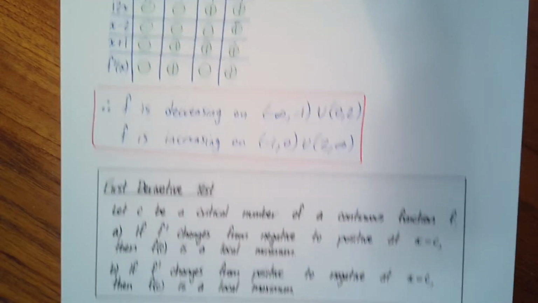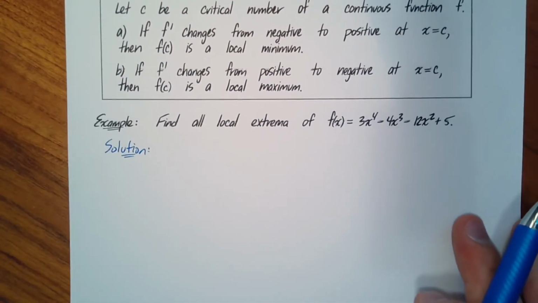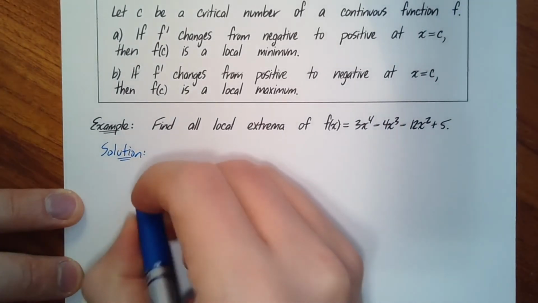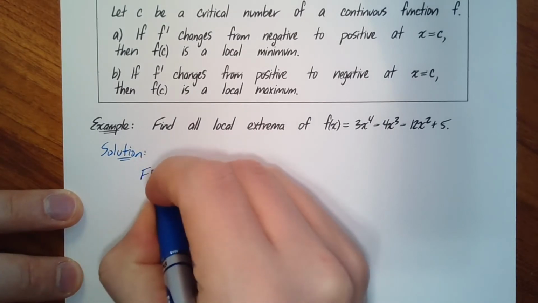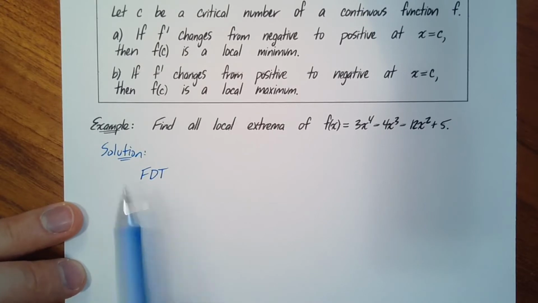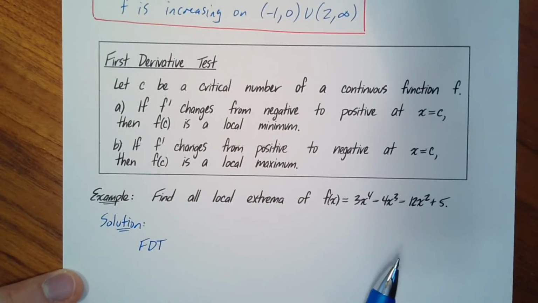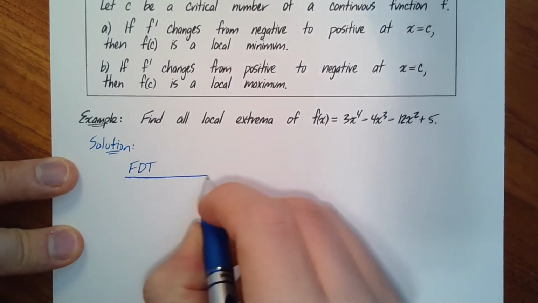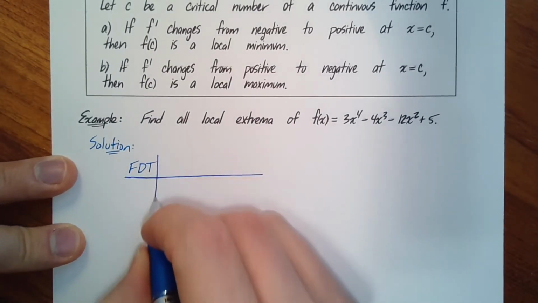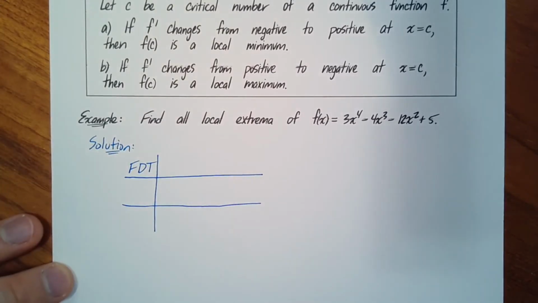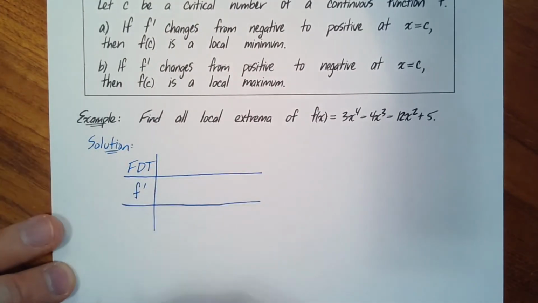The way you'll do that, this is the table I like to draw because it really gives a nice visual sense of what's actually happening. I like to write FDT, which stands for first derivative test, because that's what we're applying here. You can also think of it as the first derivative table. It's going to have two rows, one for the first derivative, f prime, and one for f.